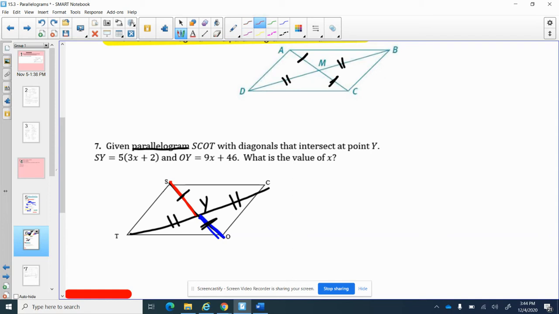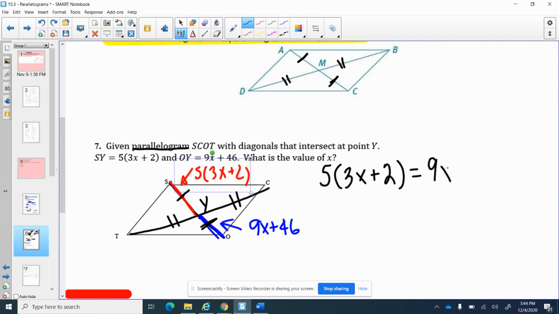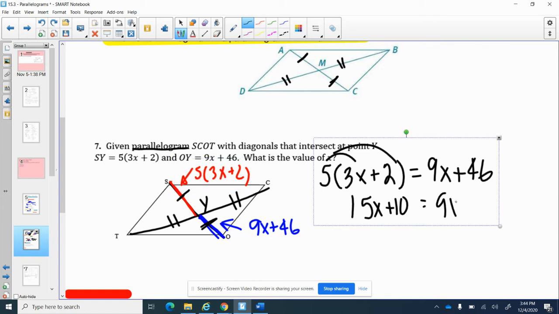So what we can do is set these two pieces equal to each other, right? Because we have 5 times 3x plus 2, and we said that OY was 9x plus 46. And again, we know that those have to be equal to each other because of that bisection, so we can set them equal to solve. If we distribute this 5, we get 15x plus 10 equals 9x plus 46. Subtract the 9x, we get 6x. Subtract the 10, we get 36. X is going to be 6. Okay?